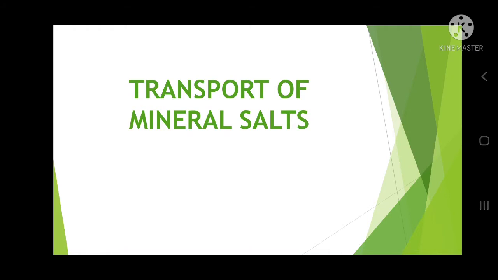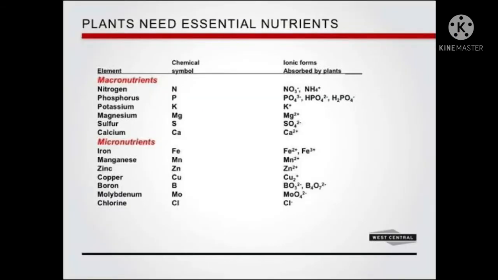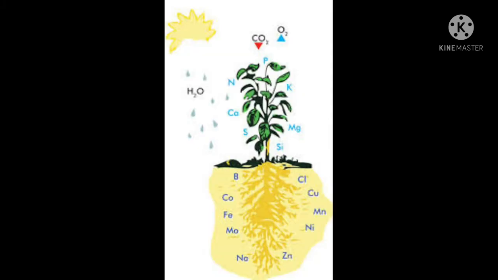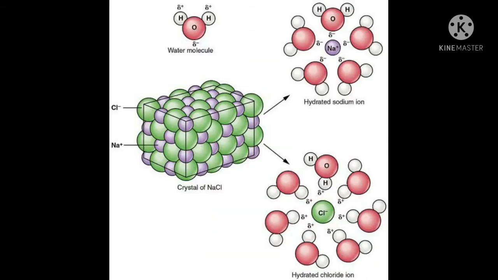Transport of mineral salts in plants. Plants require two types of nutrients called micronutrients and macronutrients, based on their necessity. These nutrients are obtained from the soil solution through the root hairs. And these nutrients are salts, which are electrically charged ions.